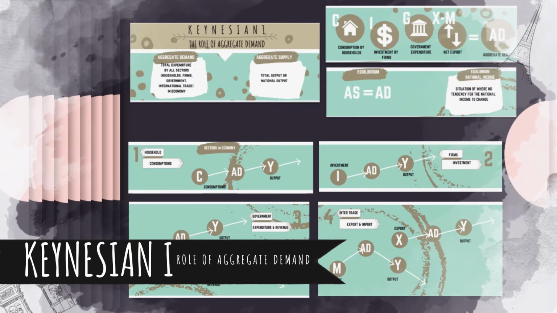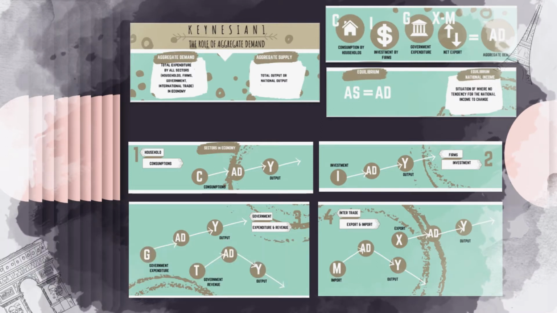Keynesian 1, the role of aggregate demand. Aggregate demand is the total expenditure by all sectors, for example household, firm, government, international trade, in economy. Aggregate supply is the total output or national output.